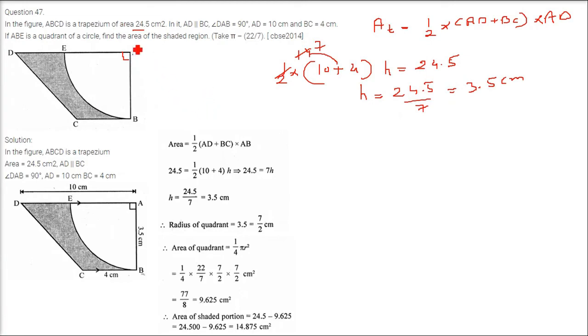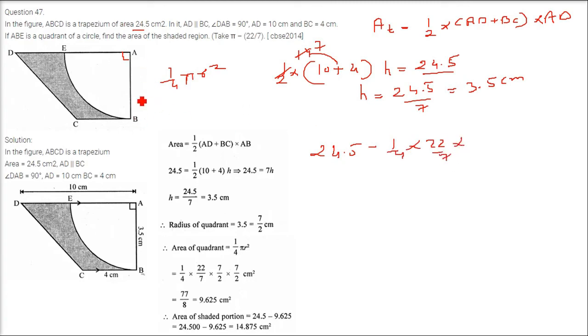Now find the area of the shaded region. For that, what we have to do? We have to find out the area of this trapezium, which is already given fortunately, and we have to subtract the area of the quadrant from it. So what is the area of quadrant? 1 by 4 pi r square. That is 24.5 minus 1 by 4 pi r square.